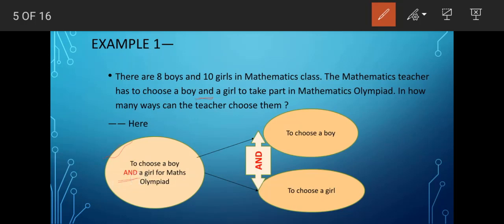Now if we divide this into two sections, the sections are to choose a boy and to choose a girl. These two are the activities to be performed under this entire work. Neither choosing a boy nor choosing a girl can be ignored. Selection of a boy and selection of a girl, both are to be taken into consideration. That is why both these tasks are joined with 'and'. So where there is 'and', we get a hint that we shall have to use the fundamental principle of multiplication.